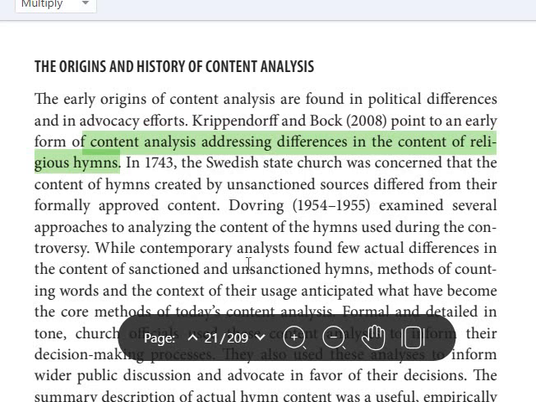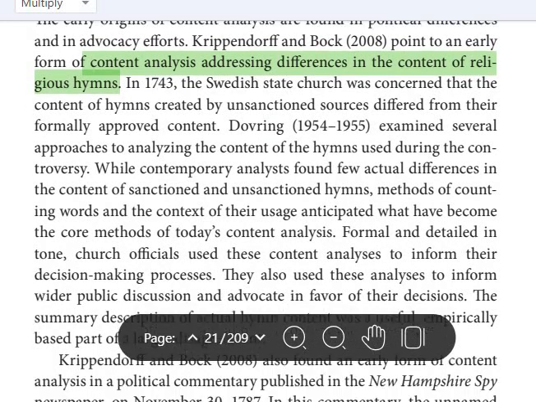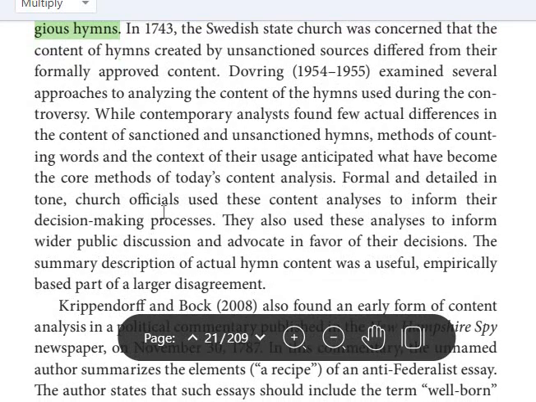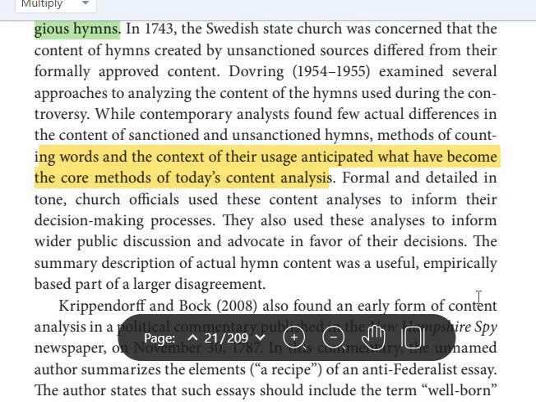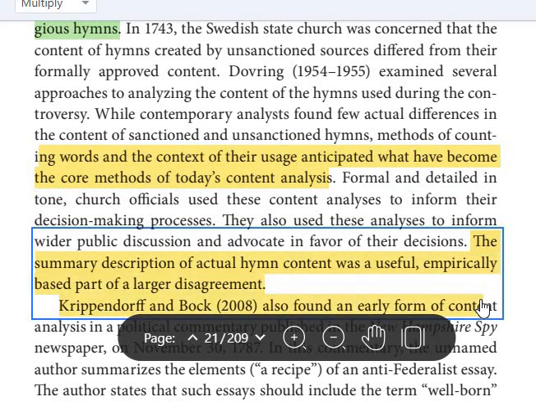While contemporary analysts found few actual differences in the content of sanctioned and unsanctioned hymns, methods of counting words and the context of their usage anticipated what have become the core methods of today's content analysis. So what did they actually do? They focused on word counting while analyzing the hymns. Now we should understand that the summary description of actual hymn content was a useful, empirically based part of a larger disagreement.